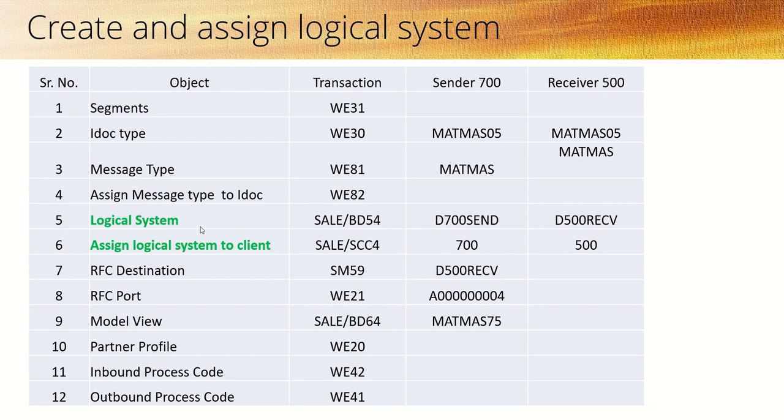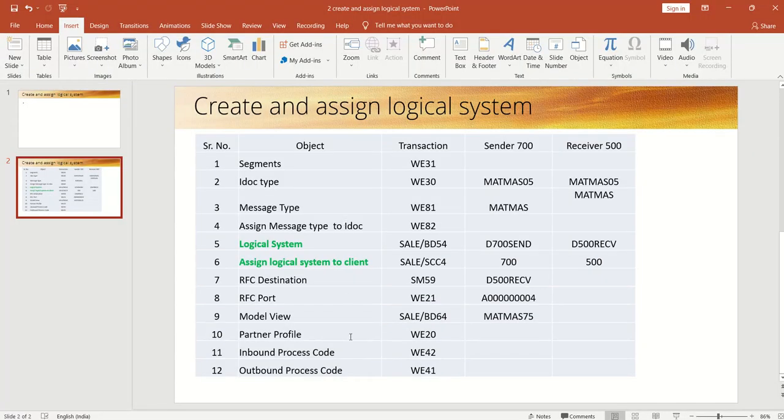As in our case, I have both the clients in a single server only. So here I'm creating a logical system, and after creation of the logical system, I am assigning it to the client. For the logical system, we can either go to the SALE transaction or we can use the transaction code BD54. So for that, let's log into our SAP system.